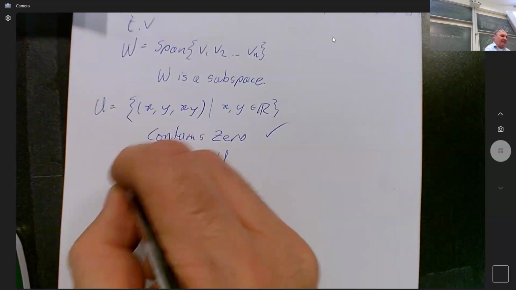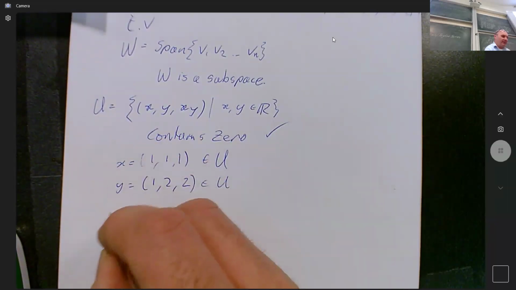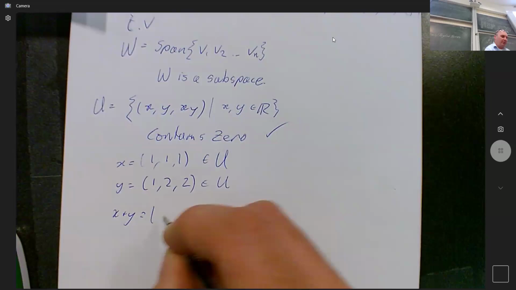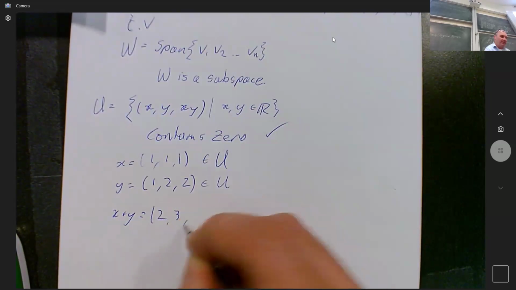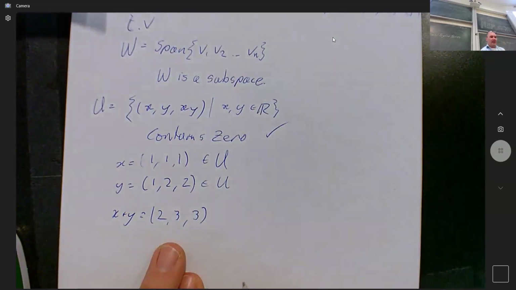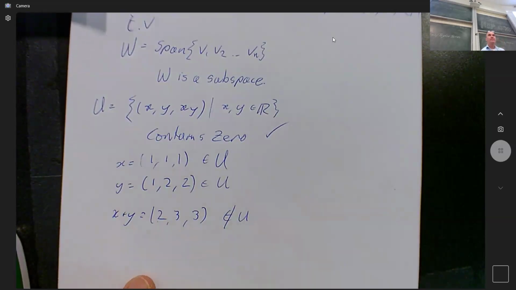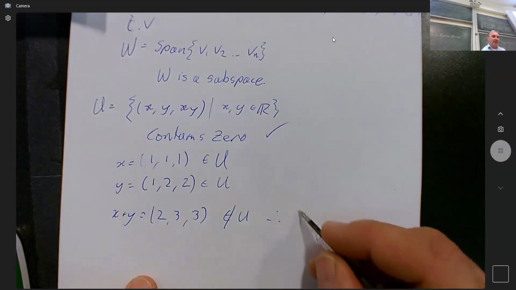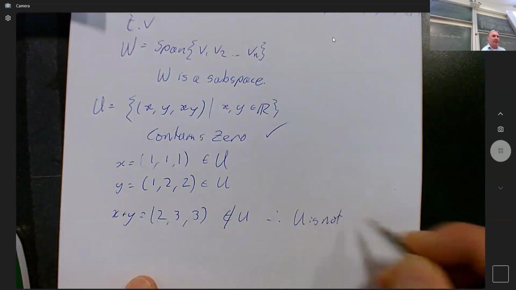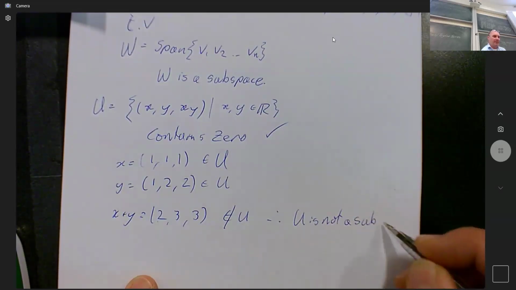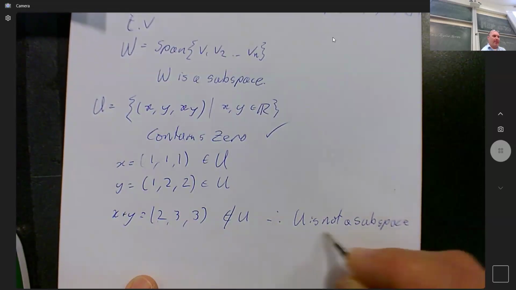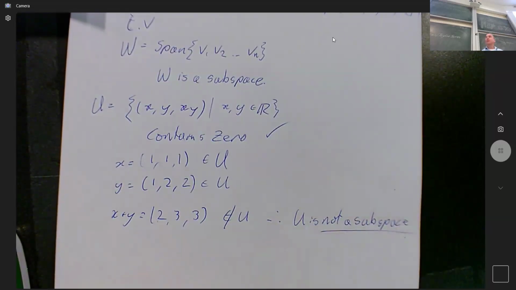But if I add these, if this is my x and this is my y, x plus y is equal to 2, 3, 3. But this number has to be this times this, and so this is not in U. And so therefore U is not a subspace. Okay, so when I've got something, I can picture what it is.